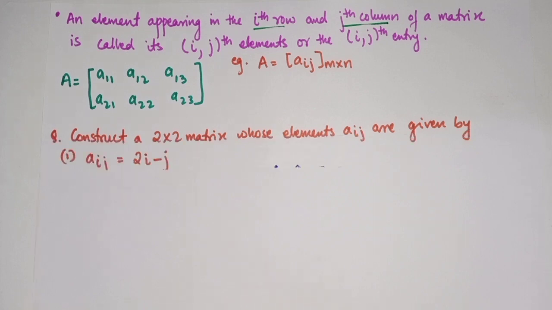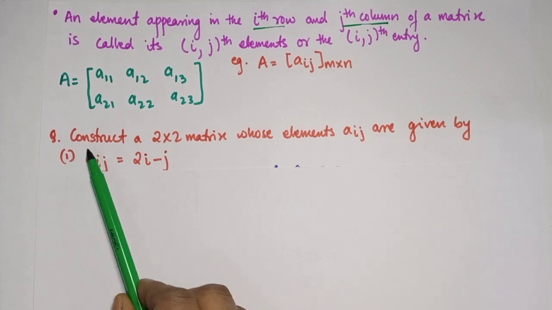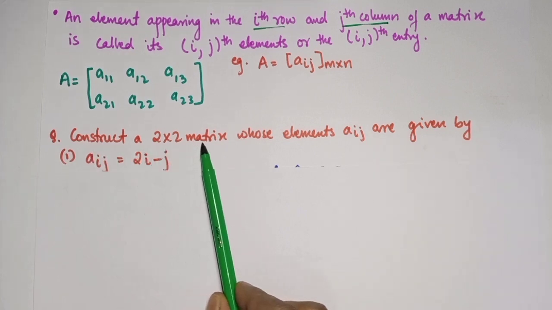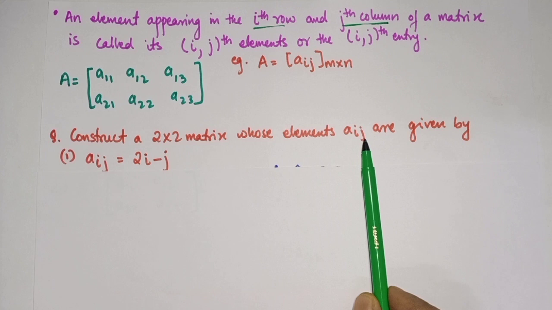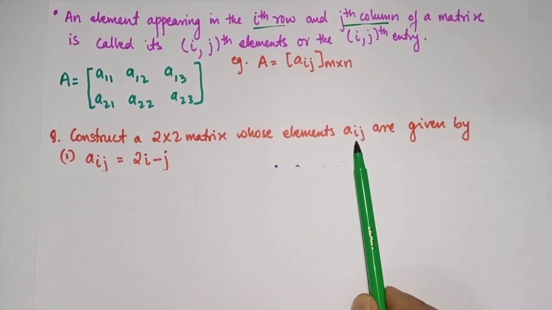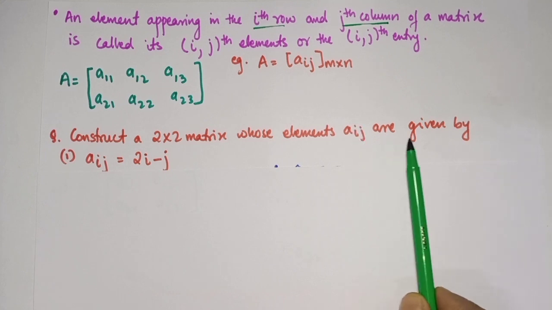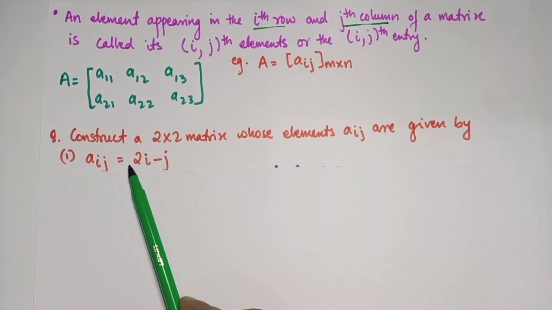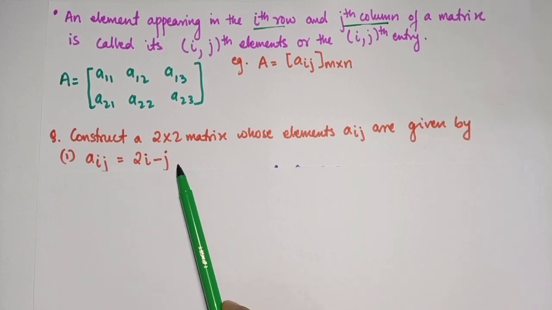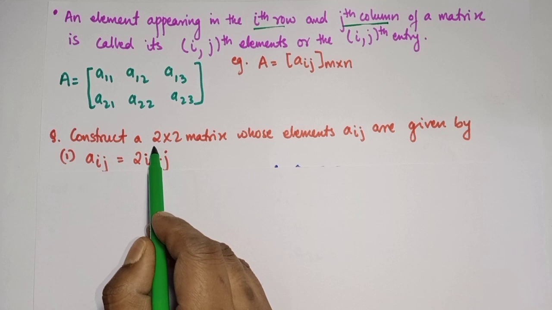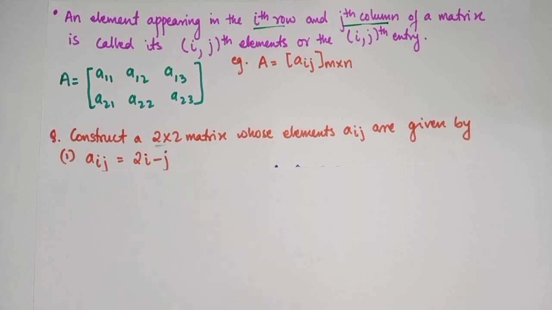So let's see an example. This is from your exercise only, so I'll show you in a very simple way, and try to do it this way in the exam. Construct a 2 by 2 matrix whose elements Aij are given by Aij equals 2i minus j. I is my row, j is my column. So the order of the matrix is 2 by 2: row is 2, column is also 2.